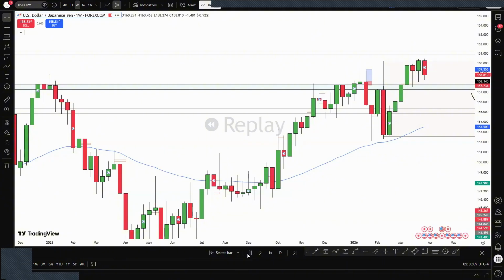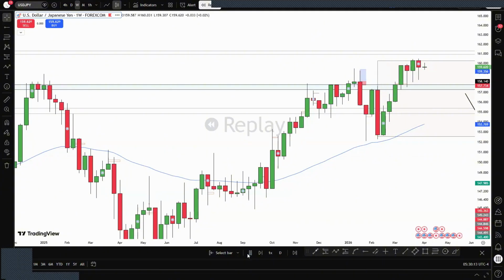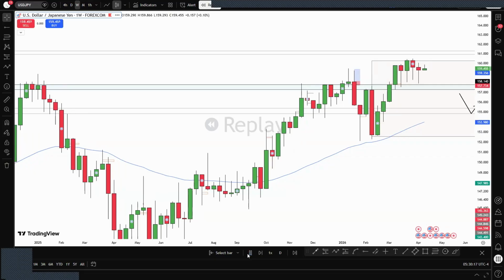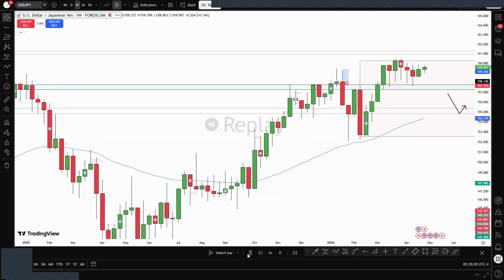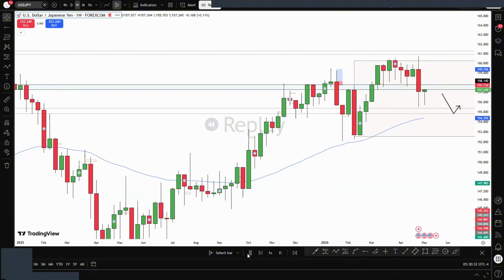Again, price retests. No, I think that one didn't have the retest. Price retests. Price is trying to give you that initial retest. And you can see how price is rejecting the level. Okay, price retests, price makes another deeper lower low.